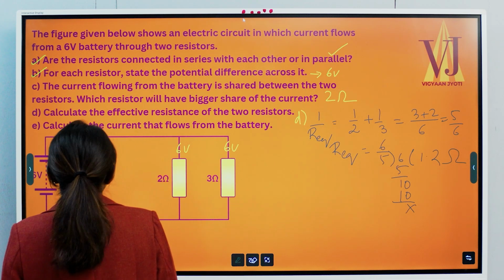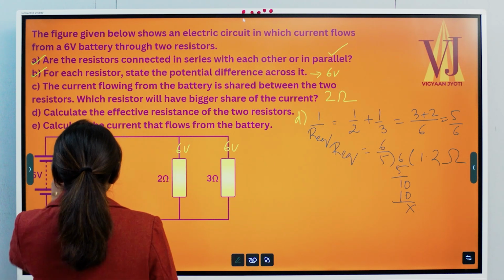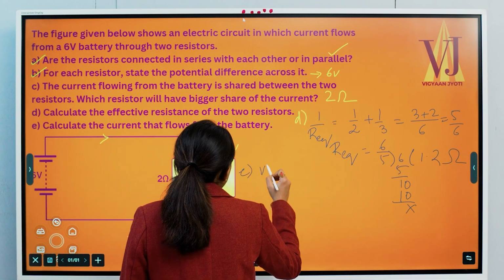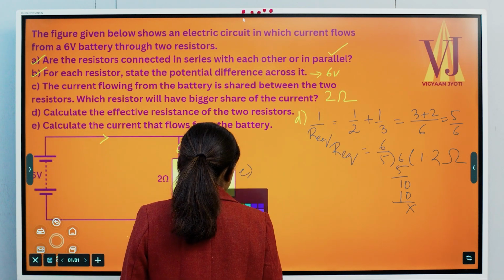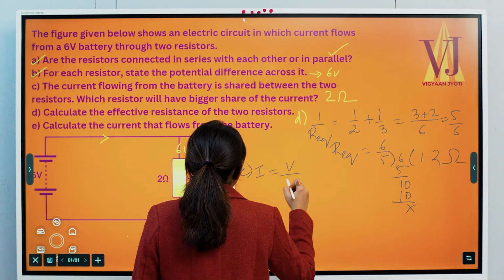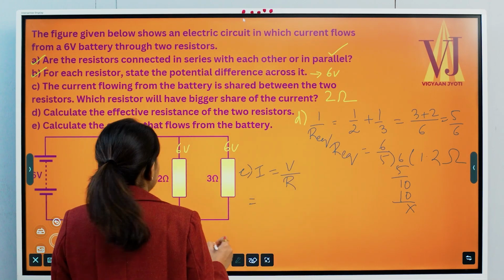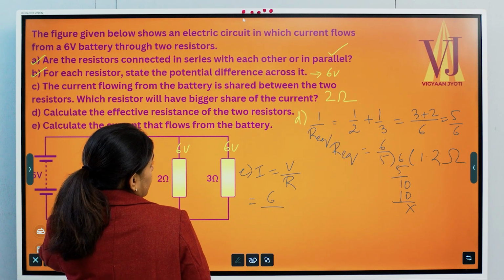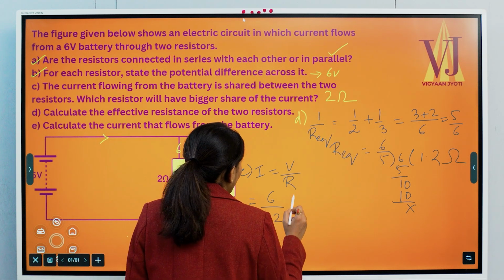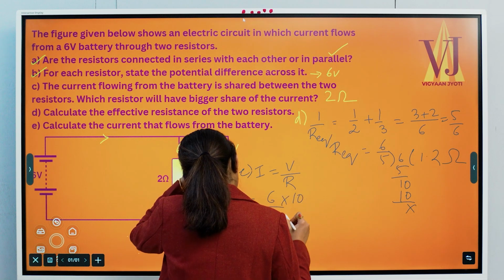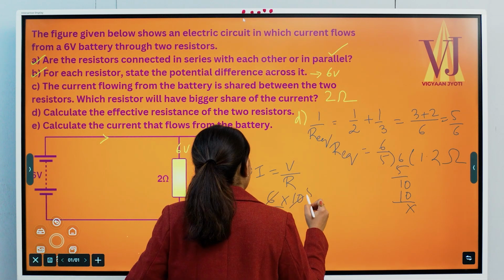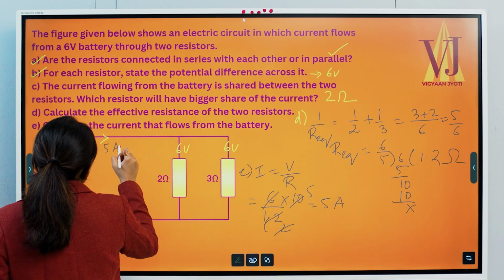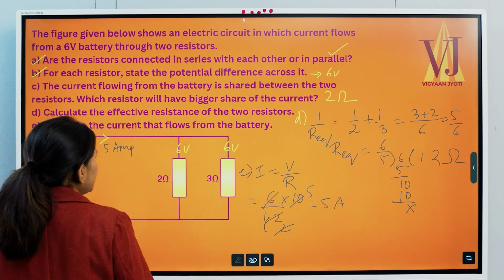Next is E. Calculate the current that flows from the battery. That means we have to find out the common current. How do we find out the common current? That is I equals V by R. Clear? That means V is how much? 6, and the overall resistance is how much? 1.2. I just eliminate this decimal, so 6 by 1.2 is 5. That means 5 ampere. Fine. So the current that is flowing through the circuit is 5 ampere, and then it gets split up.